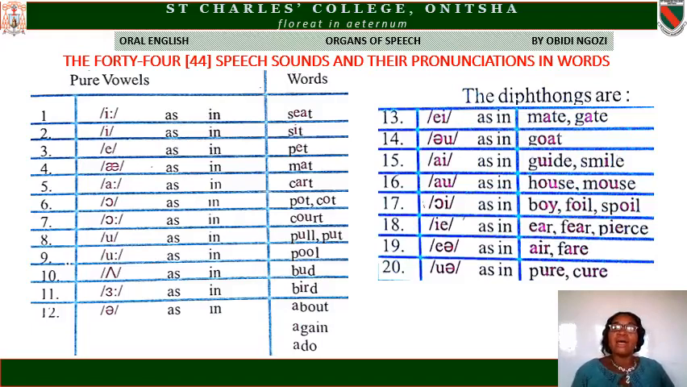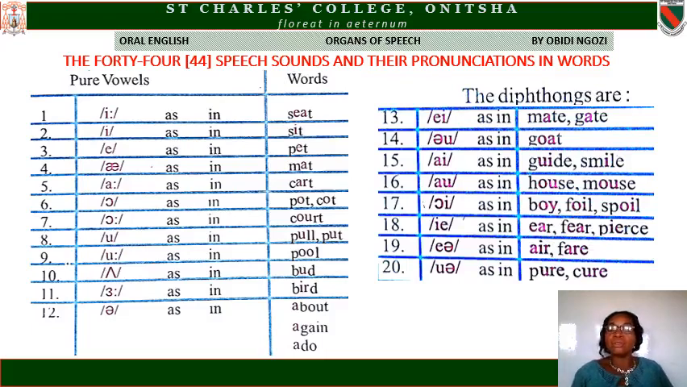Then let's look at the 8 diphthongs. The diphthongs are the vowel sounds that occur in pairs. Instead of one single sound, they occur in pairs, in twos. Number 13 vowel sound is A. You see, A and I. It occurs in a position of a word. We find it in mate. She's my classmate, not she's not my classmate. She's my classmate. You have it in gate.